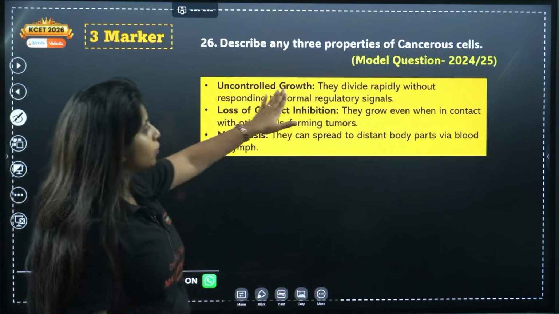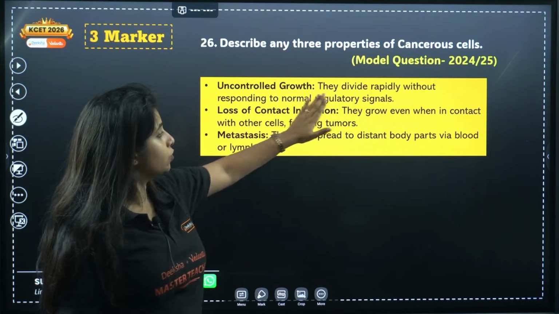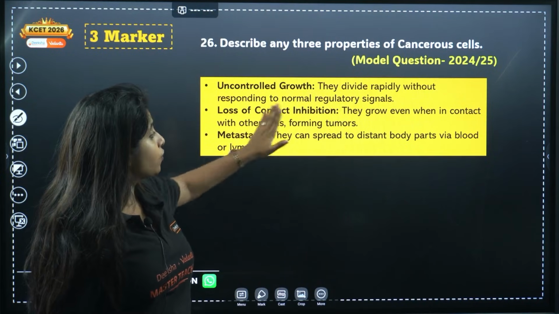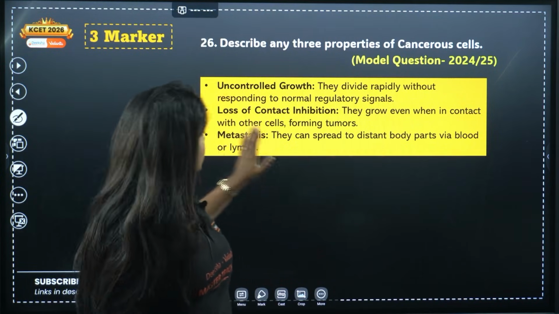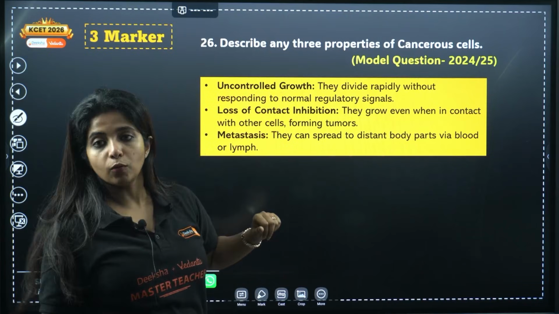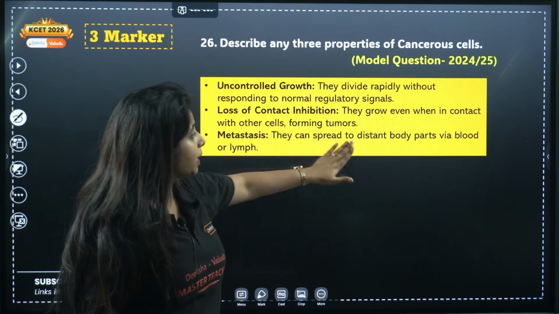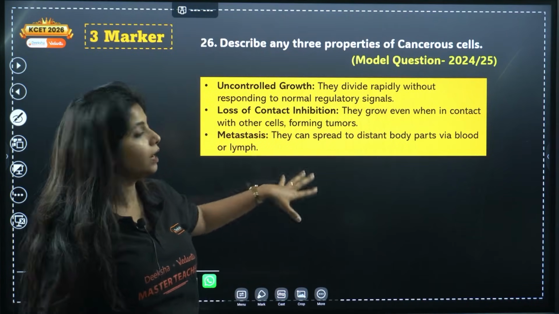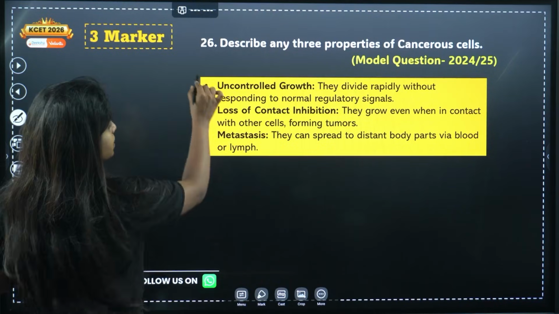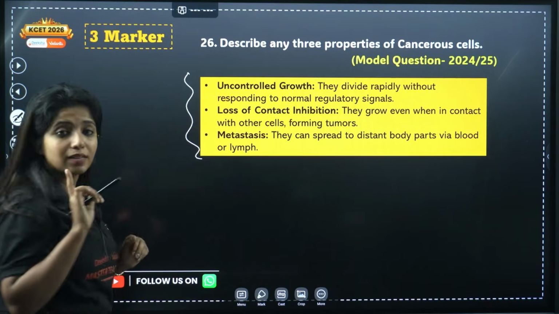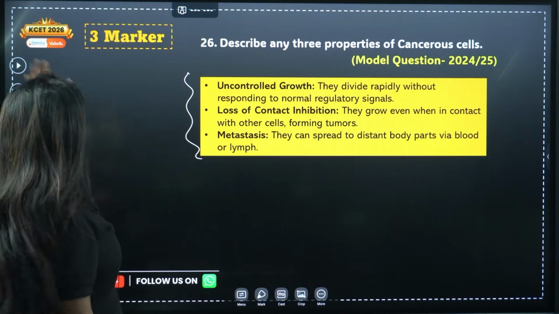Okay, so uncontrolled growth: they divide rapidly without responding to normal regulatory signals. Loss of contact inhibition: they grow even when in contact with other cells, forming what? Tumor. Metastasis: they can spread to distant body parts via the blood or the lymph. These are the properties of the cancerous cells. I told you cancer is super important, please know about them.